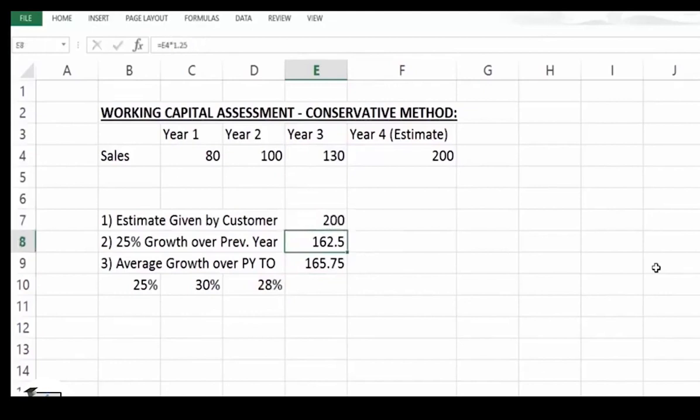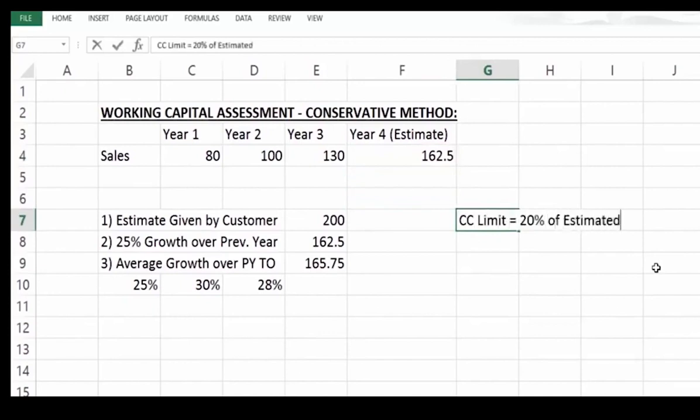So now the bank would take one figure as an estimate. Okay, which figure? Of the three, whichever is lowest. So the bank would consider only this figure because this is very conservative. So this is going to be the estimate which they are going to consider. Now it is only on this estimate they will apply a percentage. Okay, so they may say CC limit is nothing but 20% of estimated turnover.